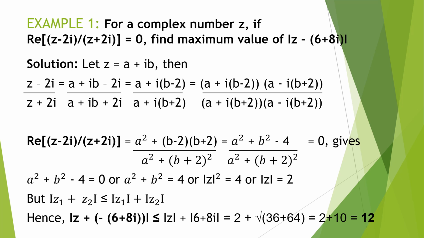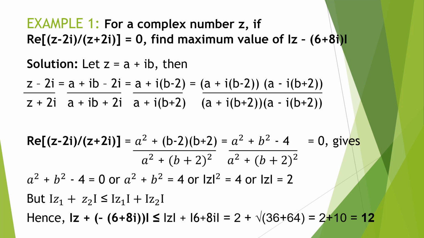So the real part of (z minus 2i) upon (z plus 2i), after simplification, we get equal to (a square plus b square minus 4) upon (a square plus (b plus 2) whole square). And this is given equal to 0. So if this is equal to 0, we know that a square plus b square minus 4 will be equal to 0. So a square plus b square will be equal to 4. What is a square plus b square? By the formula of mod z, this is equal to mod z square. So we have mod z square is equal to 4, or mod z is equal to 2.